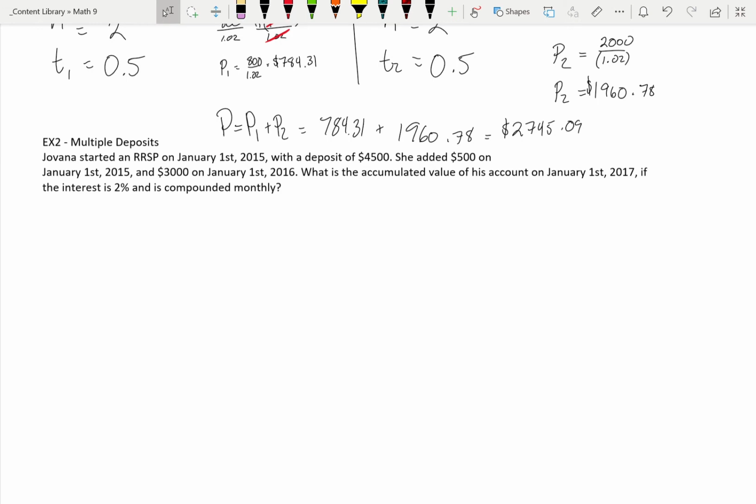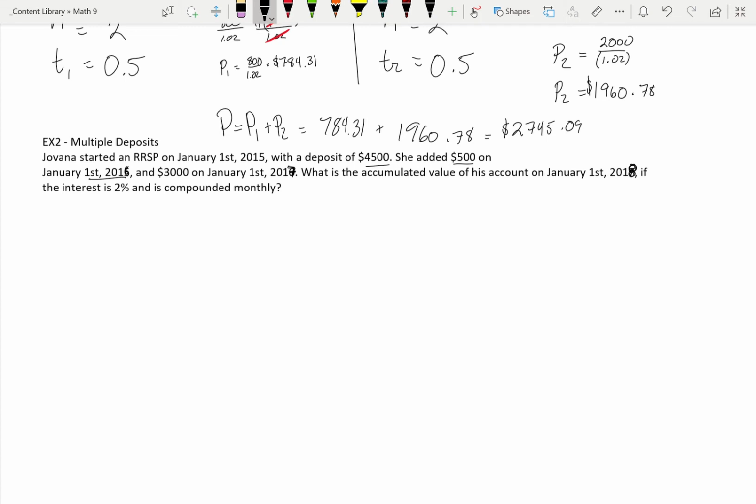off of. So Jovana started an RRSP on January 1st, 2015 with a deposit of $4,500. She added $500 on January 1st, 2015. Whoops, I made a typo here. This should be 2016, 2017, and then 2018. That's my bad.